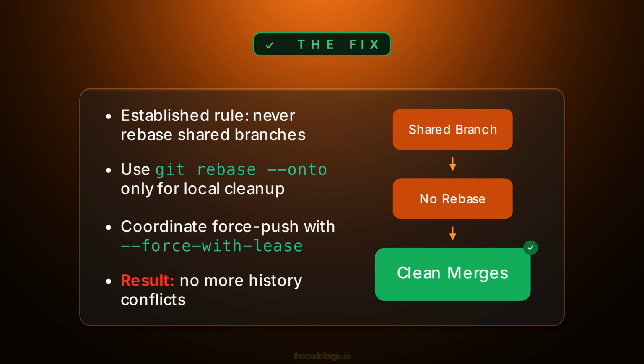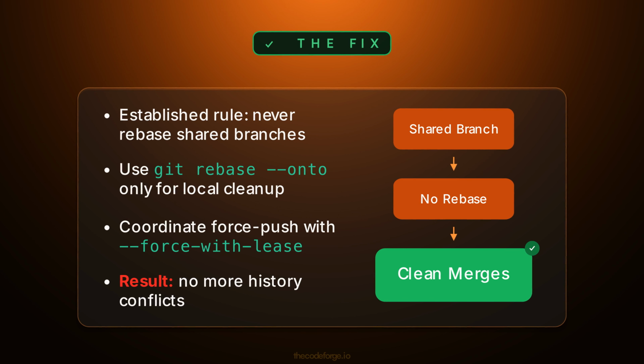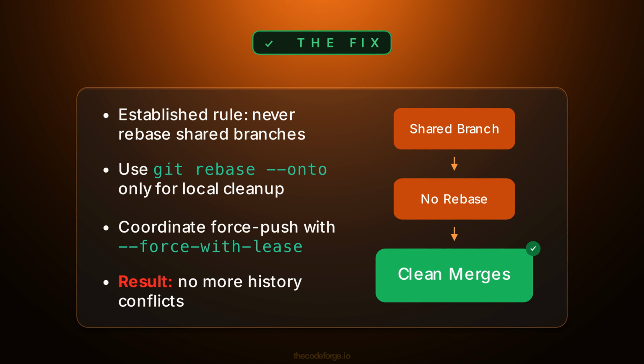The fix was simple: establish a rule that Interactive Rebase is a local-only operation. Once you push, the history is public. If you must rewrite, coordinate with the team and use force with lease. This resolved the incident and prevents recurrence.